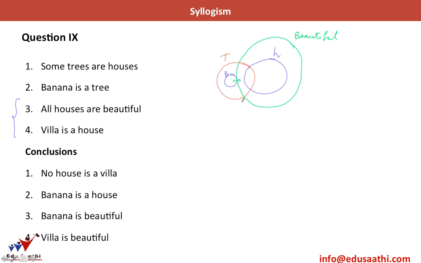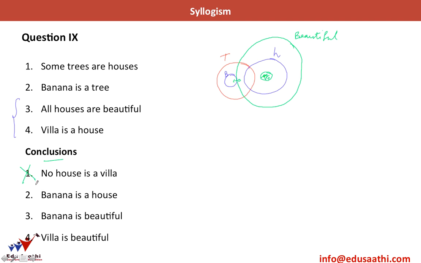Villa is a house, so villa is somewhere inside houses, so this is villa. Now I've drawn no intersection between trees and a villa because I am not given any relation. Let's look at the conclusions. No house is a villa. This is incorrect because I have all these houses here which are villas inside the villa circle.